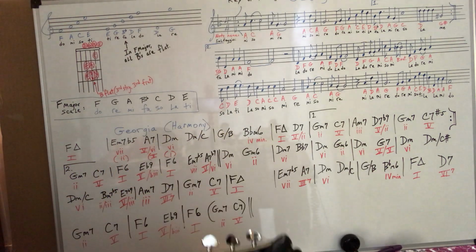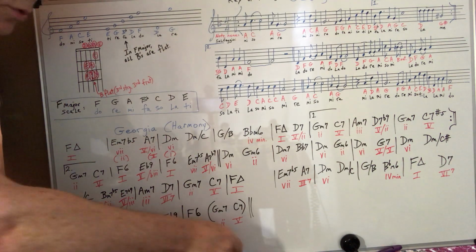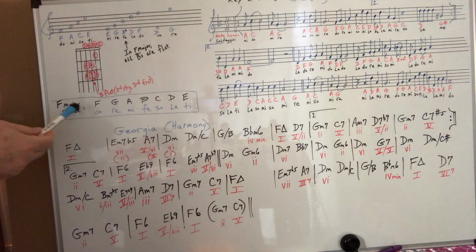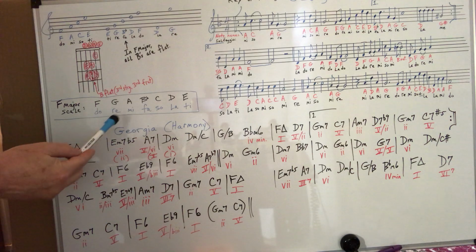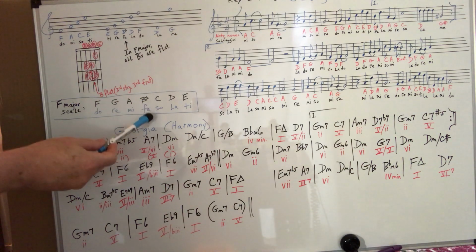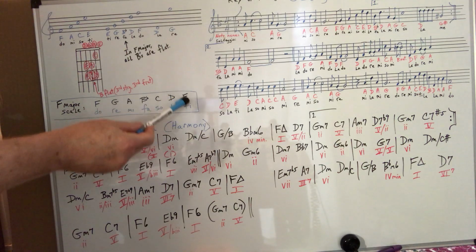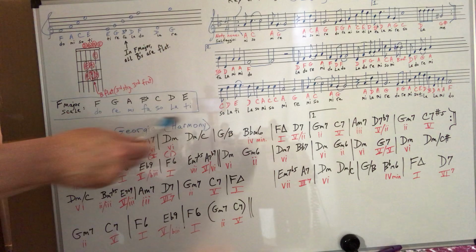But if you look at the notes for an F major scale, they of course start on F, that's do. G is re, A is mi, B flat is fa, C is sol, D is la, and E is ti. So if you sang the scale: do, re, mi, fa, sol, la, ti.